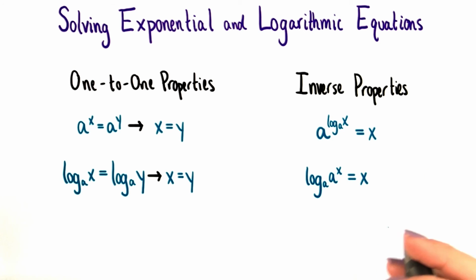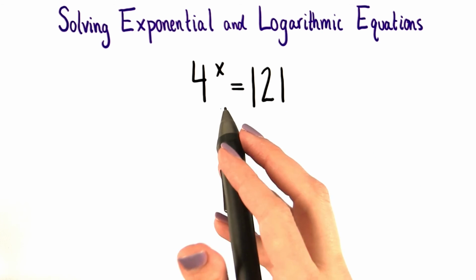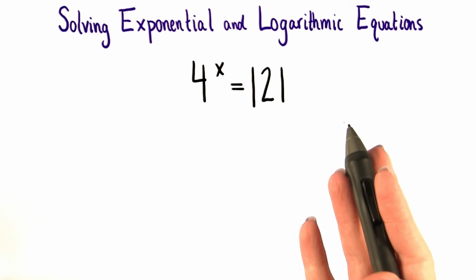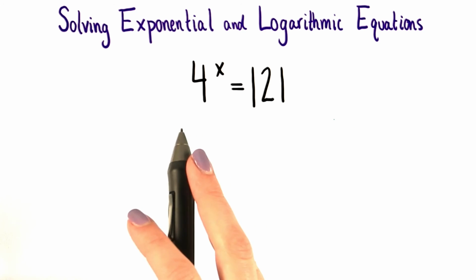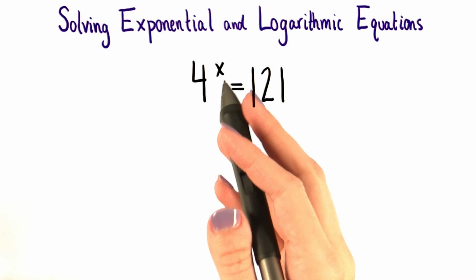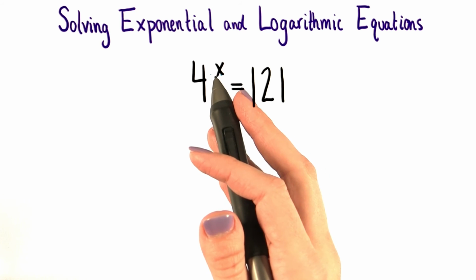Now, keeping these in mind, let's go back to that equation we were working with. And here it is again. 4 to the x equals 121. Now, as we did in earlier lessons, I think we should take the log of both sides. After all, we want to extract the x from the exponent here.